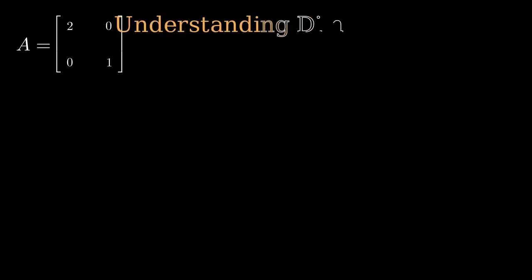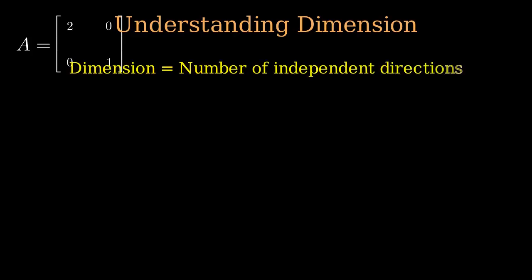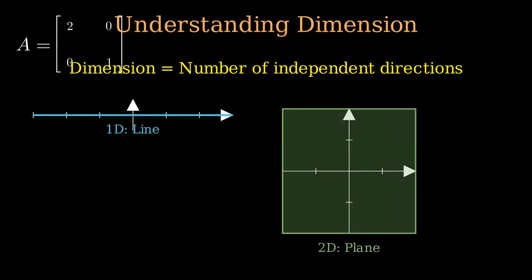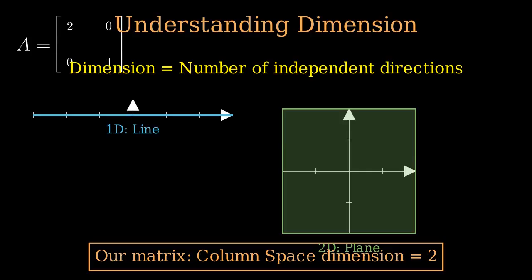Let's pause and understand what dimension means. The dimension is the number of independent directions in a space. A line has dimension 1, you can only move in one direction. A plane has dimension 2, you can move in two independent directions. For our matrix, both columns are independent, so the column space has dimension 2.